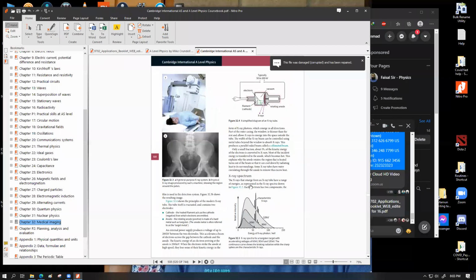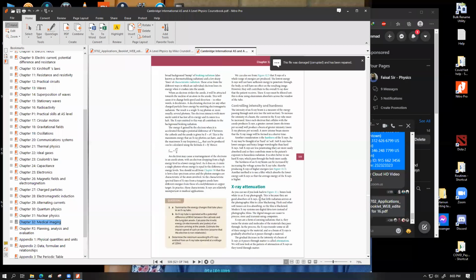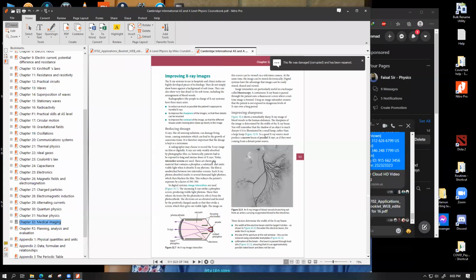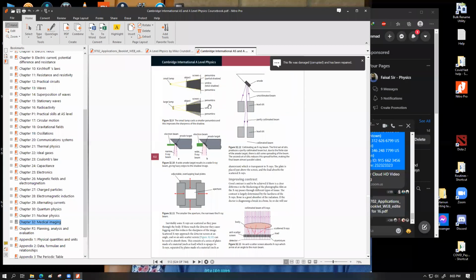First we have the X-ray, then the X-ray behavior, characteristics of the X-ray, how this is happening and everything, X-ray attenuation, and a lot of other information as well. So we have how to improve the X-ray images and lots of new figures as well. So we can actually take a lot of reference from this part as well.